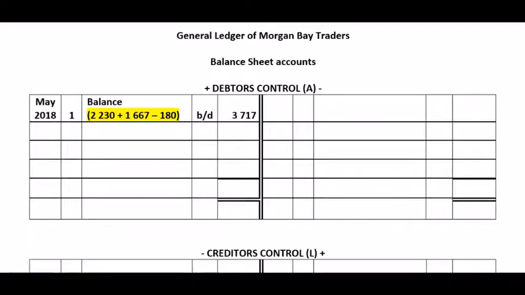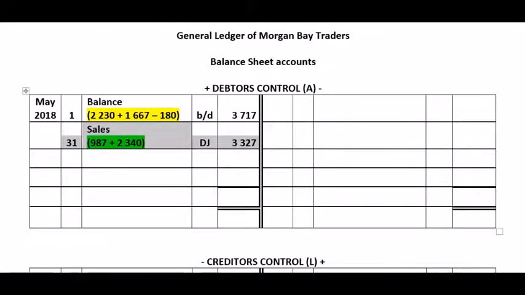Then I looked at all the values in the debtors ledger that says DJ, so in other words, all of the invoices, and you would have seen that there was an invoice on the 5th for M. de Villiers with 987 Rand, and there was an invoice on the 12th for P. Darwin worth 2,340 Rand. So I added them together to get my DJ value. Then I also noticed that there was a bank RD or a dishonored check in M. de Villiers' account worth 1,500 on the 21st. So I added that in there.